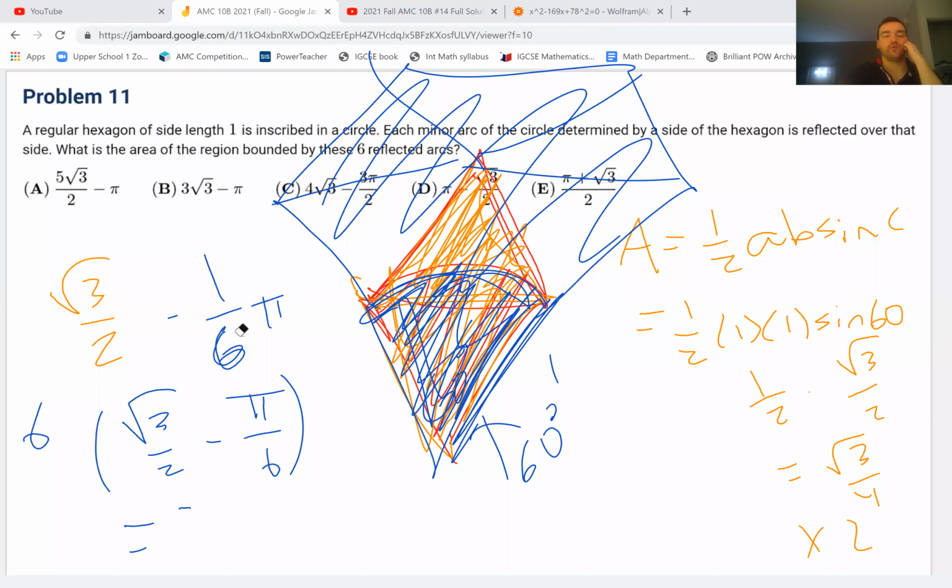3 square root 3 minus pi over 2. No, minus pi. I'm sorry. A little early for me. I'm making some mistakes. So we get square root 3 over 3 minus pi.